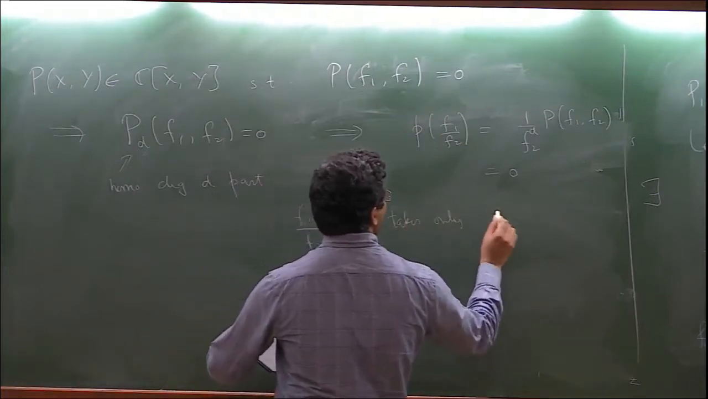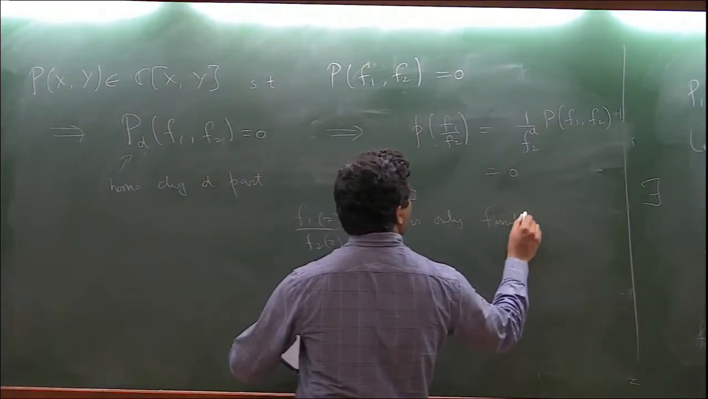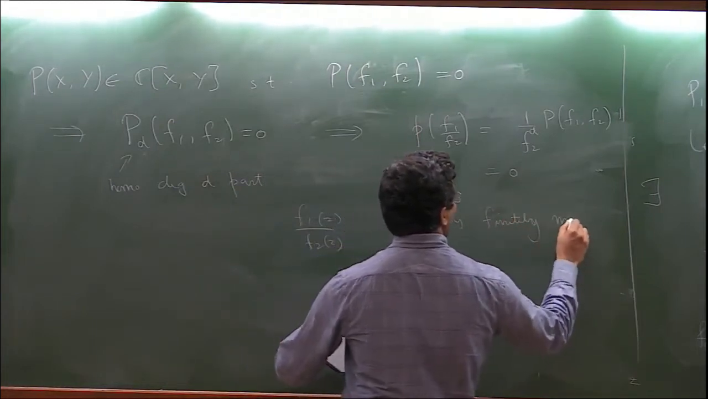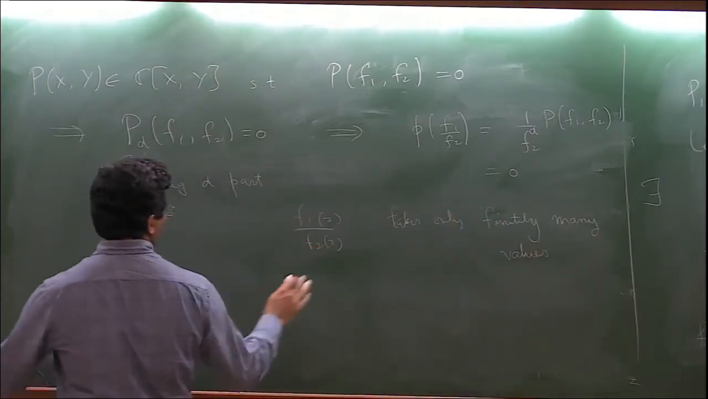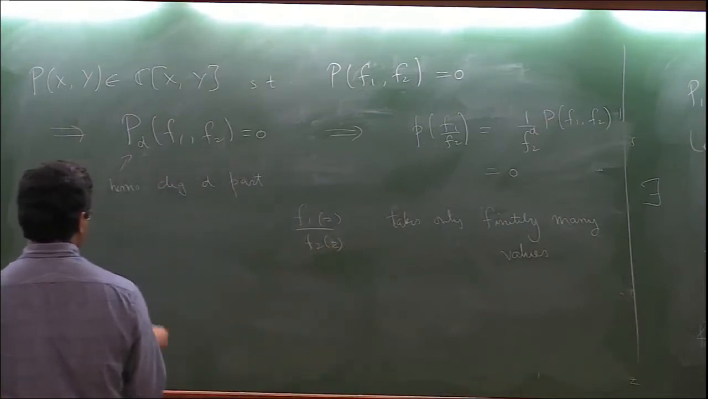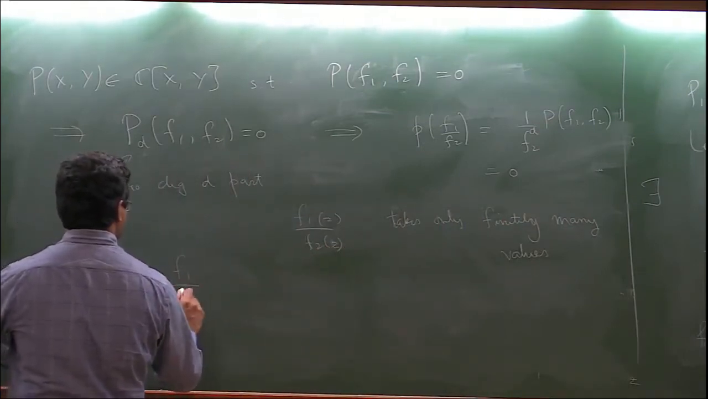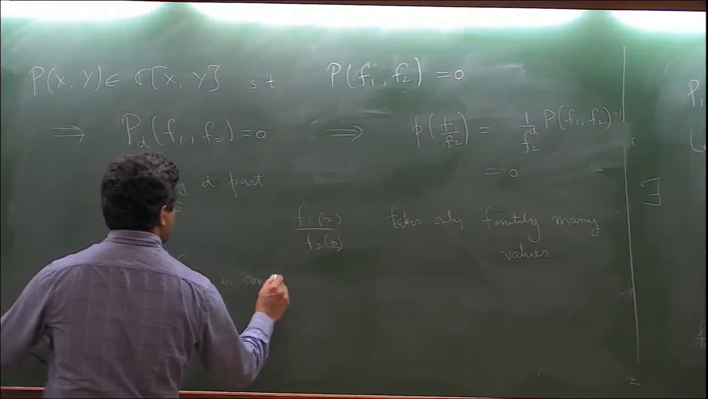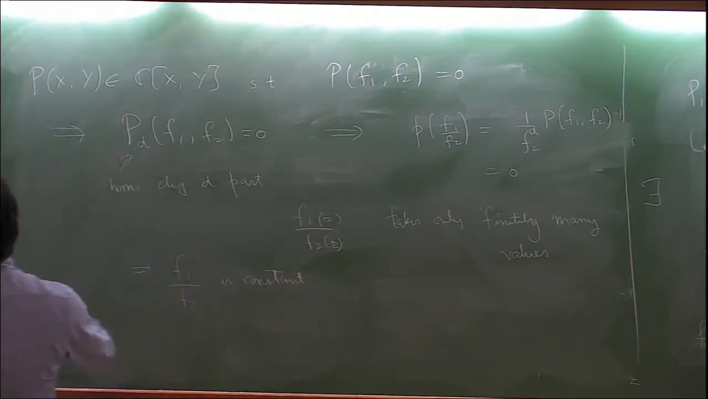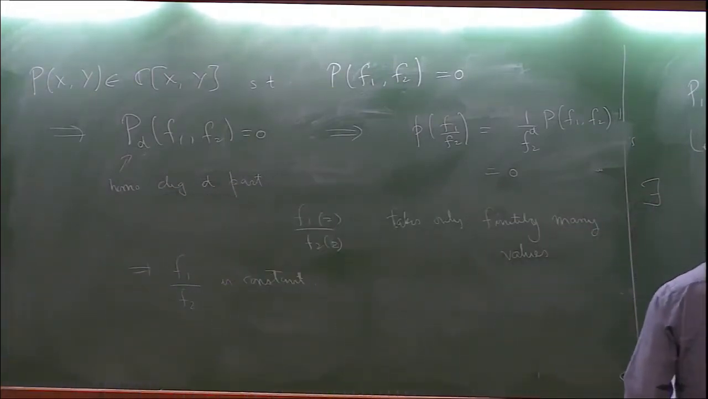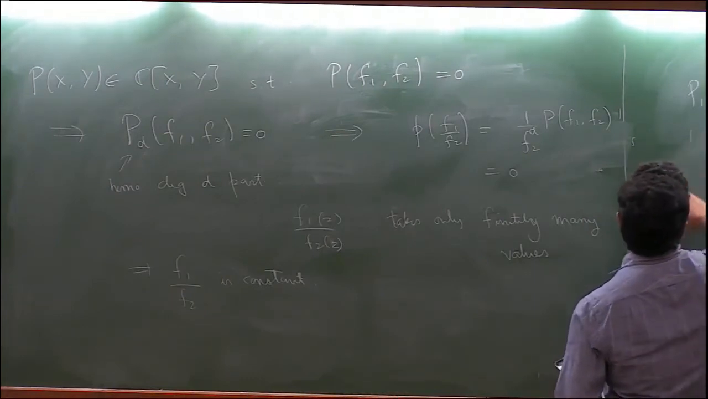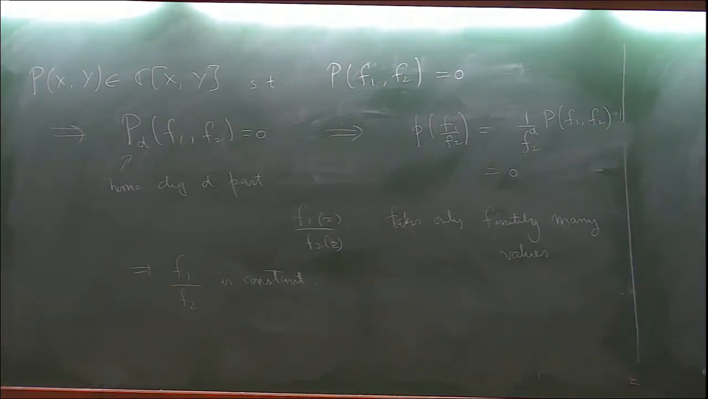So it takes only finitely many values, but it's a meromorphic function, so it should be constant. So this implies that F1 over F2 is constant. Okay, so this means that E4 cubed and E6 squared are algebraically independent, and so E4 and E6 are algebraically independent. So in particular, this shows the proposition as well as our theorem from before.